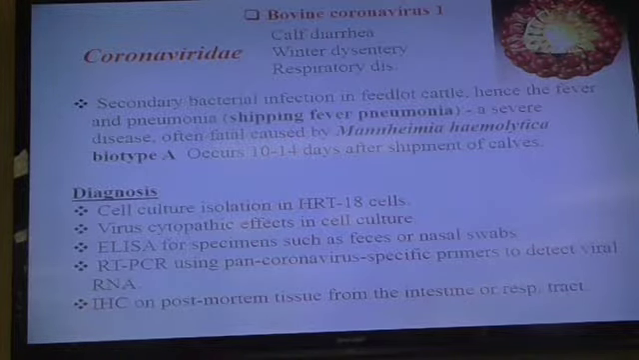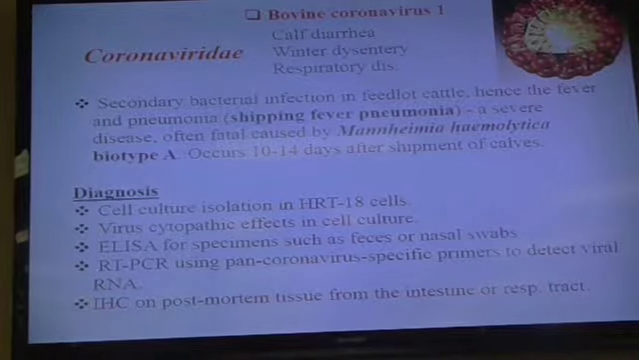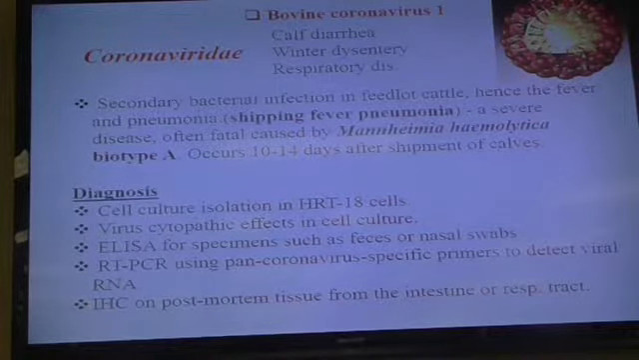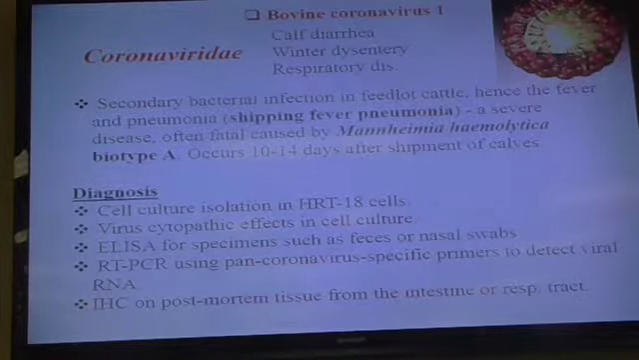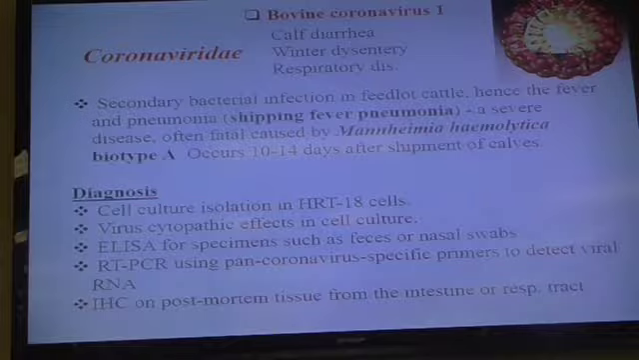You can use RT-PCR. In this case, they use pan-coronavirus-specific primers. Remember, this is an RNA virus, so it mutates, and there are a number of variants. So they can design pan-coronavirus-specific primers that can identify these variants. Immunohistochemistry also is used, like immunoperoxidase that we explained in the lab, to identify the virus in tissue.